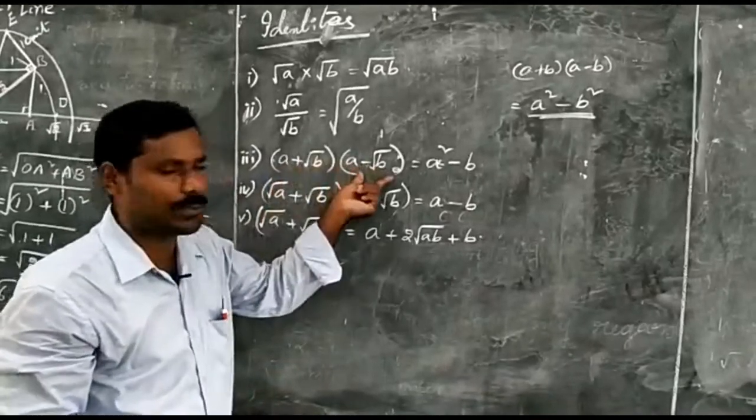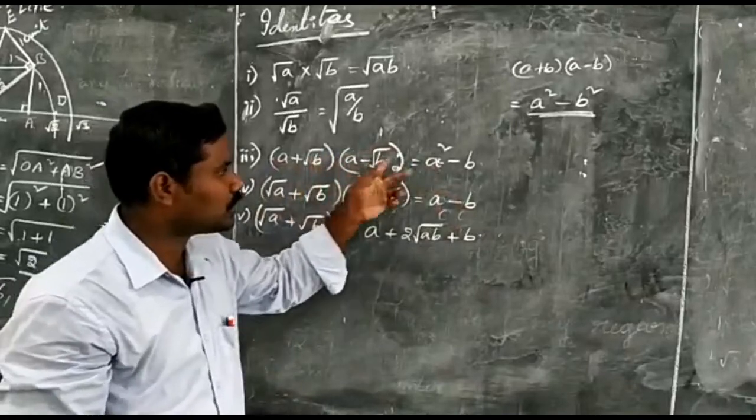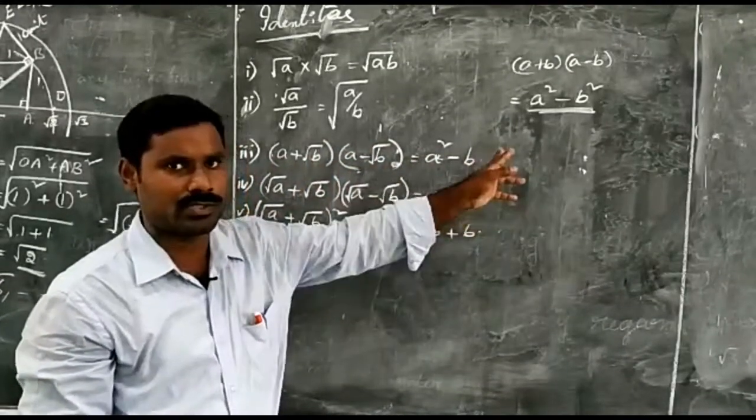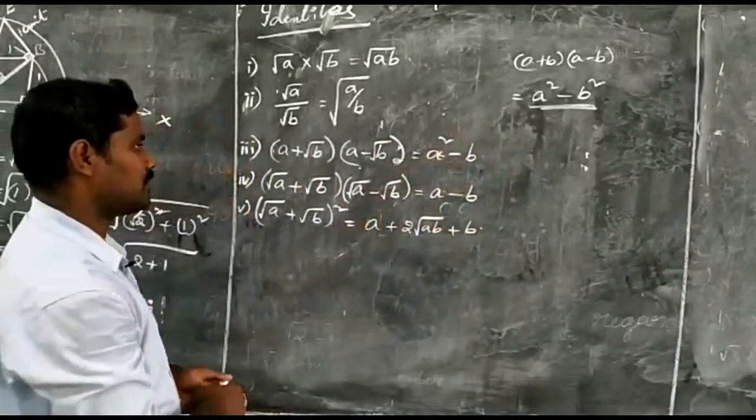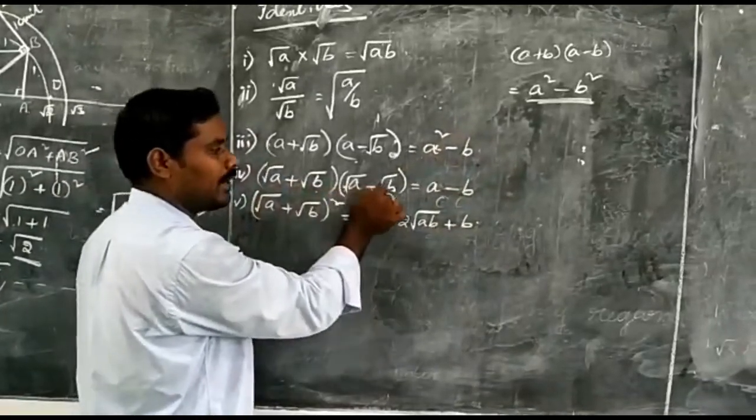Same as (a plus root b) into (a minus root b): just root b, root b. That means a into a is a square. Root b into root b is b. Root b whole square means cancel it, just b.